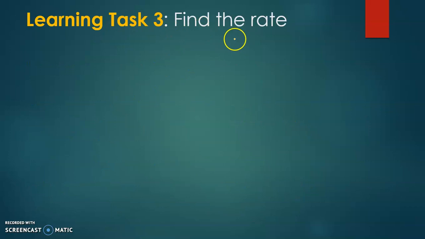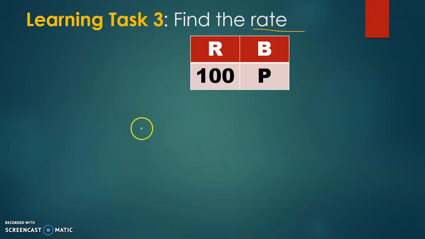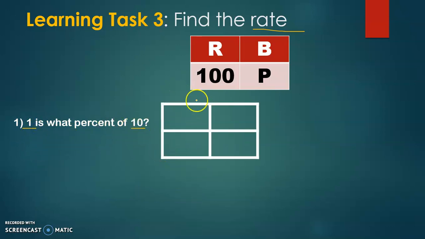Learning task 3. Finding the rate naman tayo. Okay, finding the rate. Again, using the Cabineau square. Okay, problem number 1. 1 is what percent of 10? Okay, so nakakatuwa naman to. 1 is what percent of 10? Nasa module niyo yan, ha? Okay. Using the Cabineau square uli.